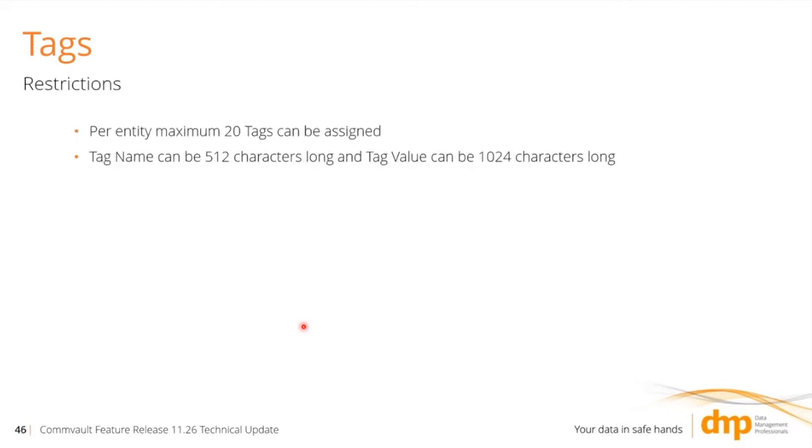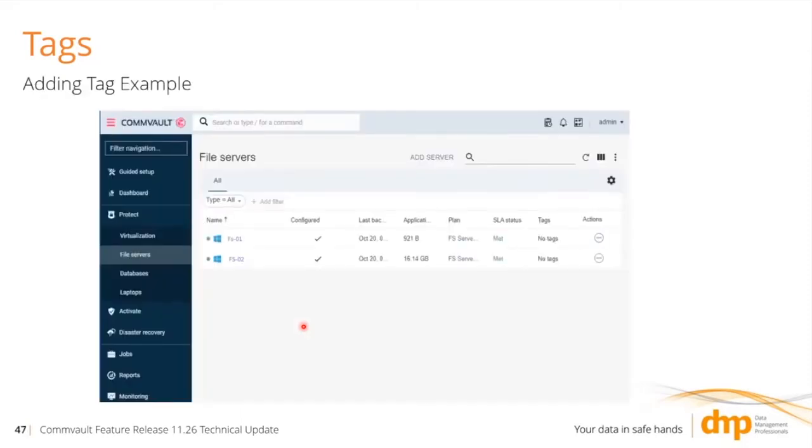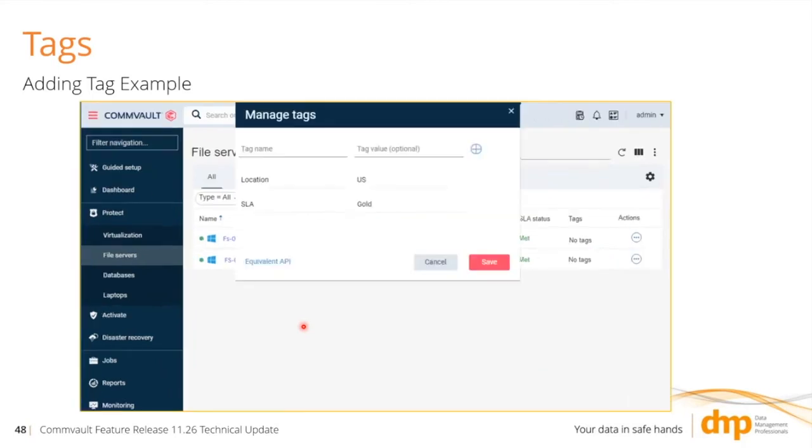There are a few restrictions, but I don't think that's going to be any issue there. Per entity, you can use a maximum of 20 tags to be assigned, and a tag name cannot be more than 512 characters long. And the value can be 1024 characters long. So how can you configure any tag? Just by going to the action button, there's a manage tag down there where you can actually define any tag which you would like, and you can assign a tag to an entity.